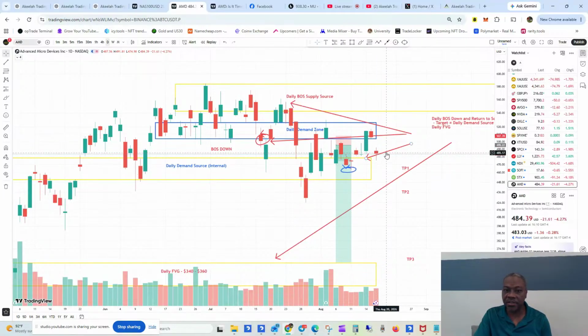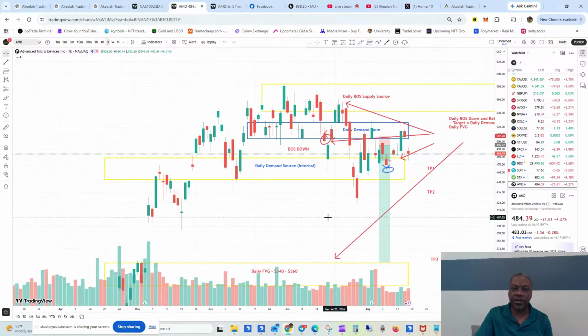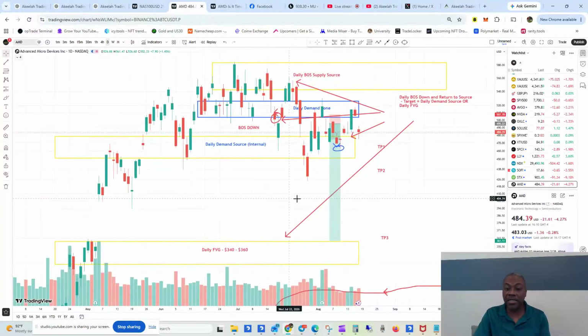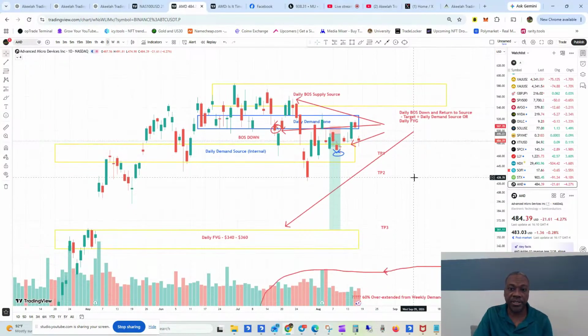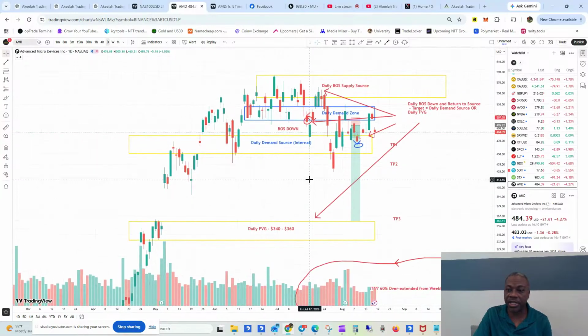So the next time this falls down, I'm expecting it to come back and retest this area right in here. This is going to be somewhere between 425 to 435. That will be the second target area for AMD. So I'm expecting to see that. And based on that rejection that we saw, there's no reason to anticipate that that's going to change. Okay, all right. So that is it for AMD.